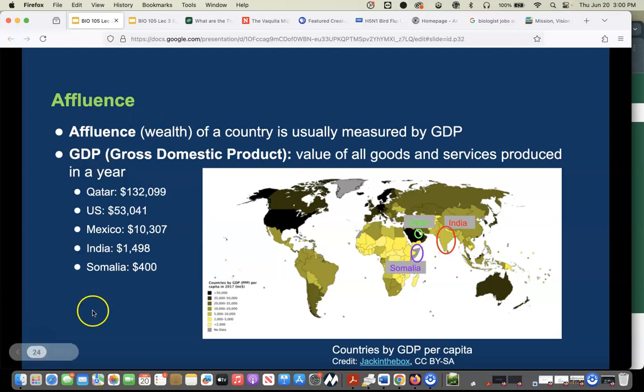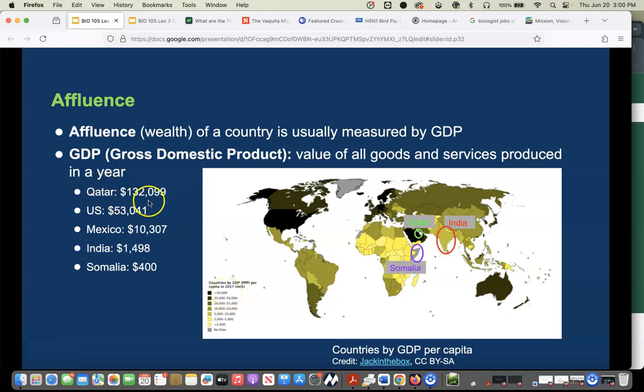Now, when we look at something like affluence, the wealth of the country, this is usually measured by something we call the GDP, or gross domestic product. Our gross domestic product is simply the value of all the goods and services that are produced in a year. And oftentimes we report this per capita, so we take the total and divide it by the population size for that area and report it per individual.